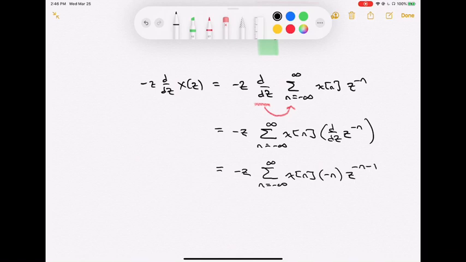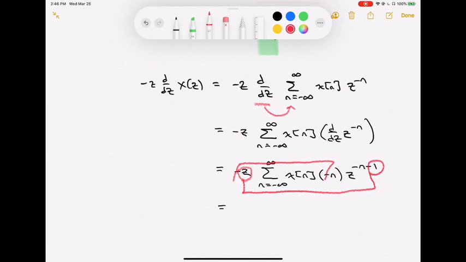Now we're going to do a little bit of combination and simplification. The minus sign there is going to cancel with the minus sign there. The z here is going to cancel out that z to the minus 1 there, and I'm left with just a few extra terms. So I'm going to have a summation, n equals minus infinity to infinity. Now there's an n that was in there, there's an x of n, and I have a z to the minus n. Let me group that n x of n with some parentheses.